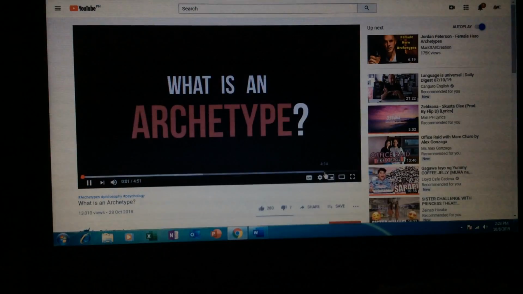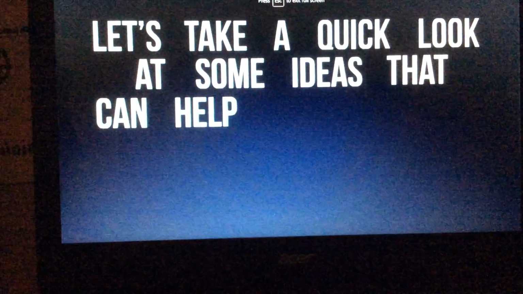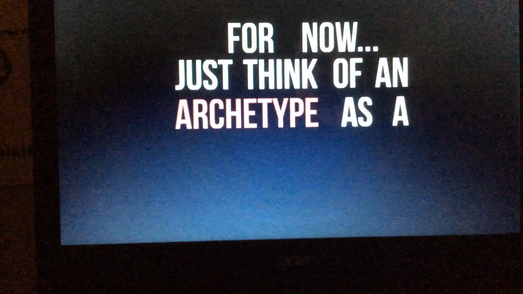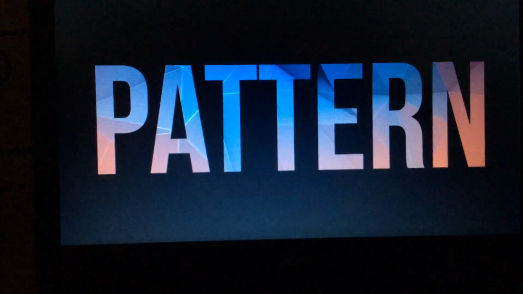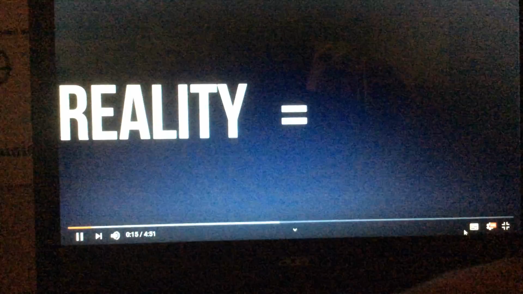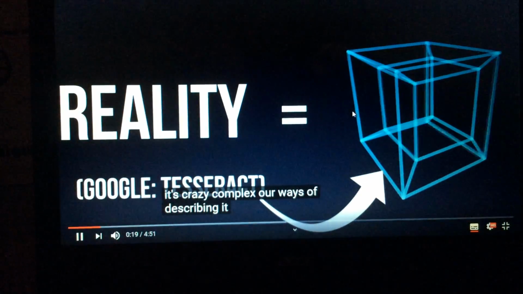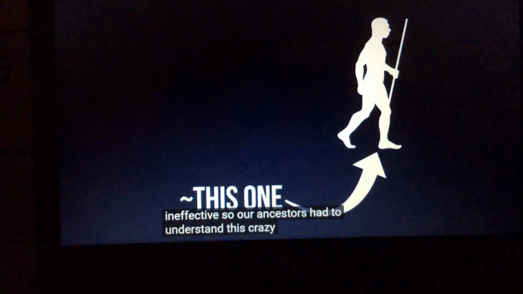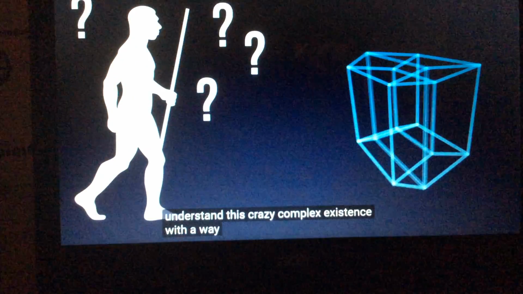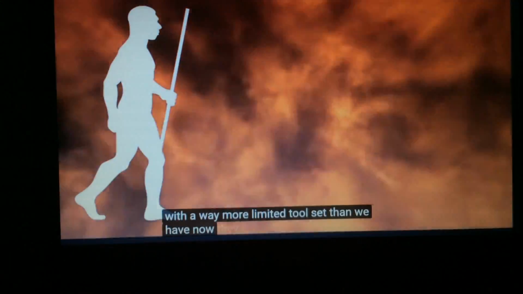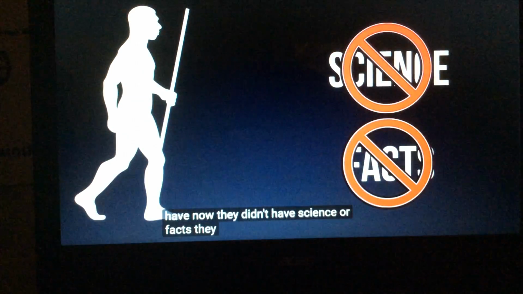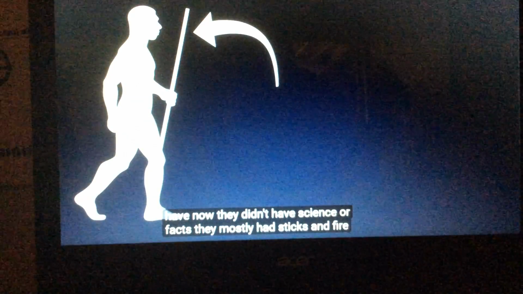What is an archetype? The dictionary definition sucks, so let's take a quick look at some ideas that can help us understand the concept properly. For now, just think of an archetype as a pattern. We'll figure out what kind of pattern in a second. See, reality is complex. Actually, it's crazy complex. Our ways of describing it even now are pretty ineffective. So our ancestors had to understand this crazy, complex existence with a way more limited tool set than we have now. They didn't have science or facts. They mostly had sticks and fire.